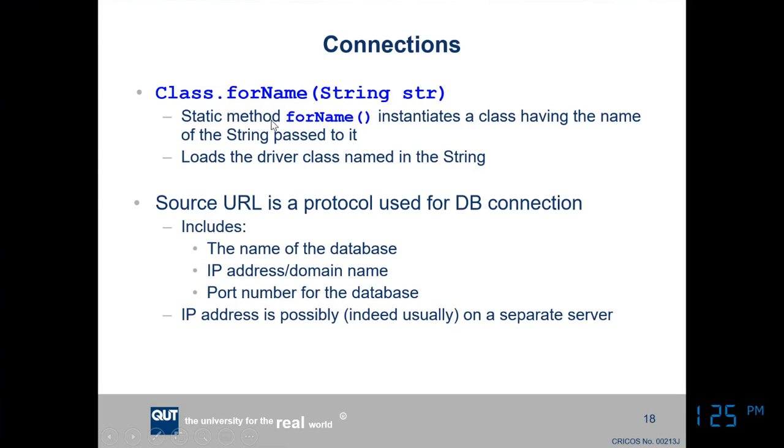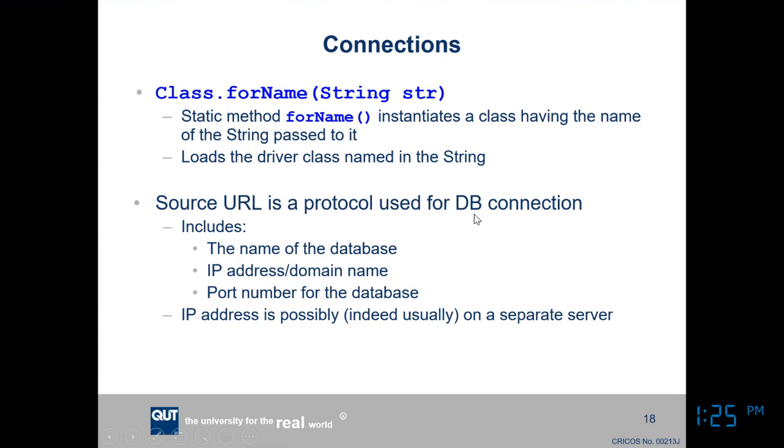This static method forName instantiates a class having the name of the string passed to it. So you can make use of this in order to get a class without actually knowing its name at compile time. It will then load the driver class named in that string, which you can then make use of in order to talk to that JDBC driver. You can make use of this in your own applications for connecting to generic Java libraries that you've put within your application. But we won't focus too much on this because there's a better way of doing it.